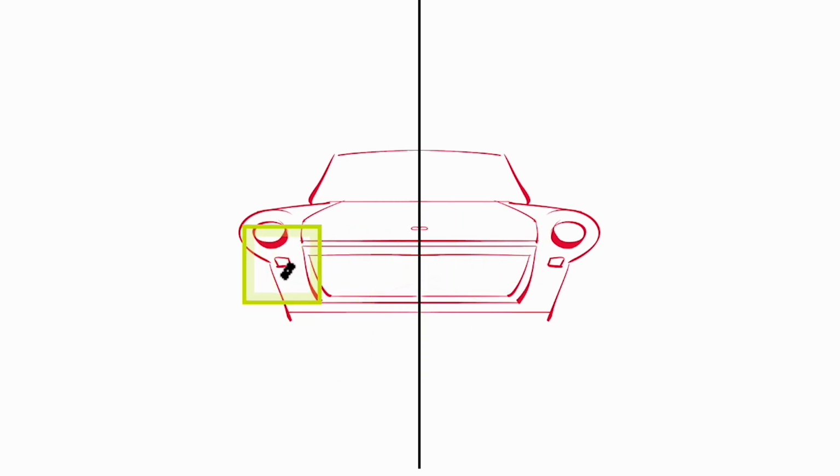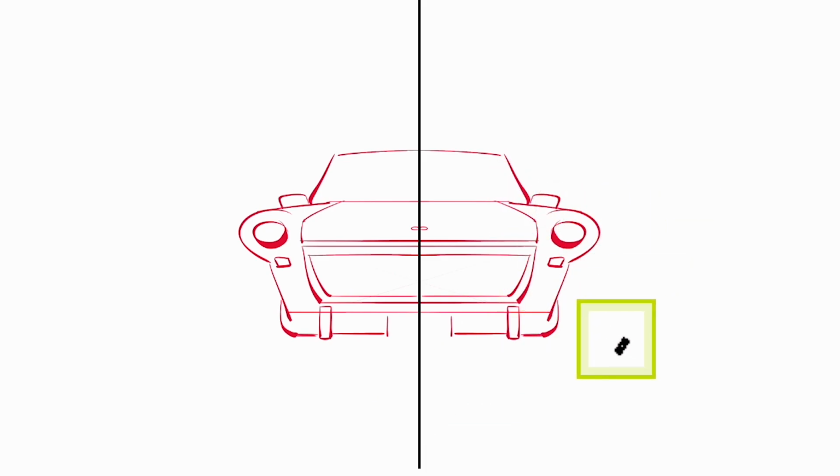I'm going to save the actual grille for later. I'll draw that separately. Bumpers are also really interesting to draw. They're not just straight lines. You've got bumper guards. You've got rear view mirrors, side view mirrors.